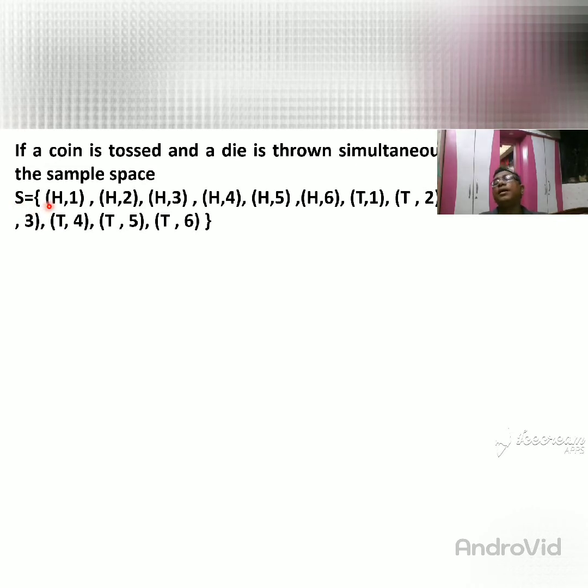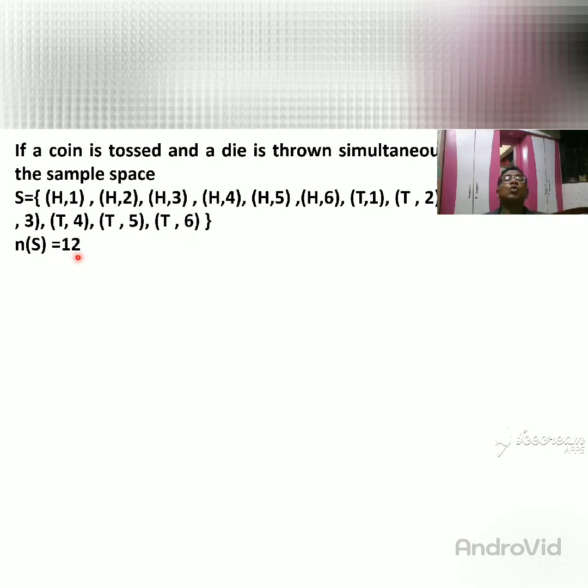Head is making pairs with the 6 numbers. See here, head 1, head 2, head 3, head 4, head 5, head 6. So you are making pairs of head with the numbers 1 to 6, and each number can make a pair with head. Any doubts here? After completing the pairs of head with up to 6 numbers, we have started tail: tail 1, tail 2, then tail 3, tail 4, tail 5 and tail 6. In such a way 6 and 6, how many is there? 12. So n(S) is equal to 12 possibilities.